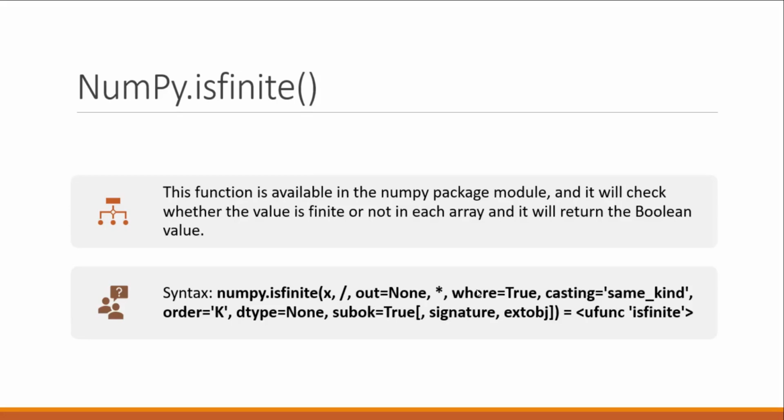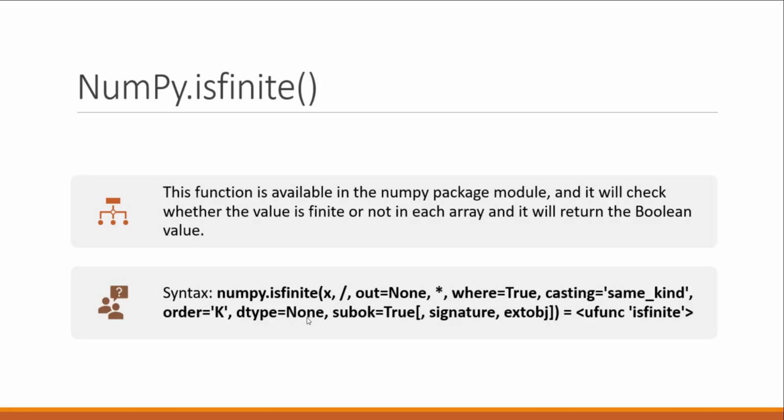Our third parameter is where. This parameter specifies that the universal function should be calculated at that position. The next parameter is dtype. It is an optional parameter and it specifies the type of the input array.